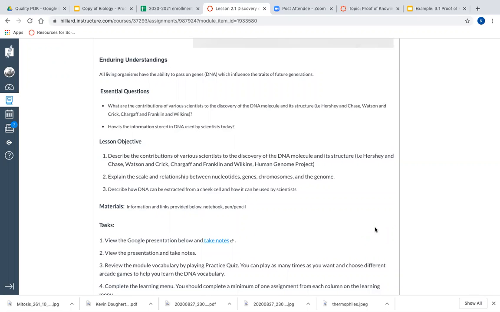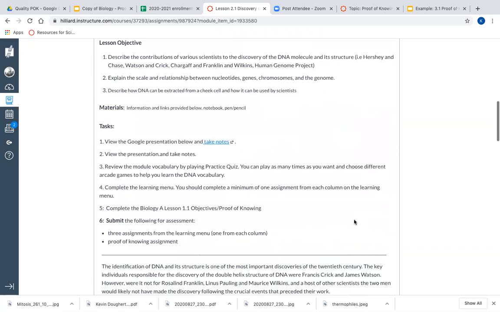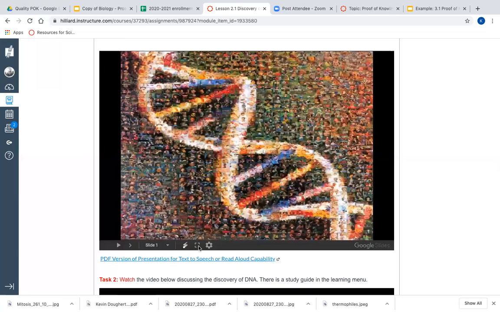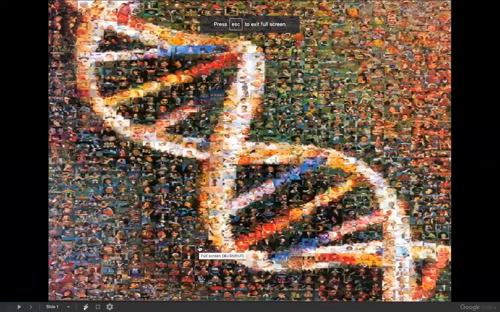All right, so the objectives: describe the contributions of the various scientists to the discovery of the DNA molecule and its structure. Hershey and Chase, Watson and Crick, Chargaff, Franklin, Wilkins, the Human Genome Project. Explain the scale and relationship between nucleotides, genes, chromosomes, and the genome. And describe how DNA can be extracted from a cheek cell and how it can be used by a scientist. So if we go to the presentation, we'll just kind of go through it.